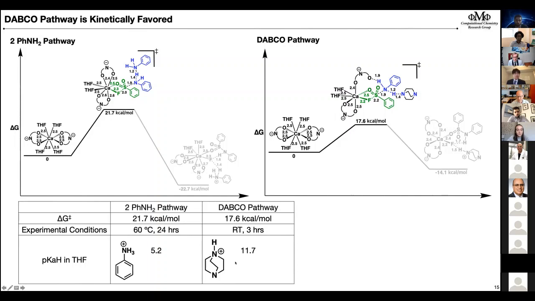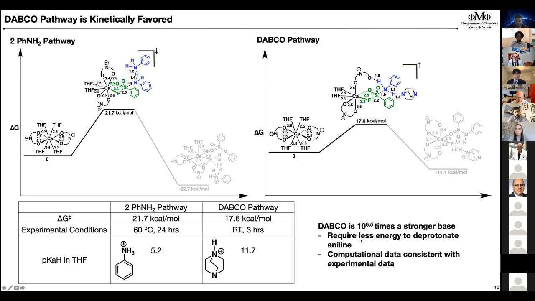Well, the main reason relies on the basicity of the bases used in each reaction. We see that the pKa of the conjugate acid of DABCO is higher than that of aniline, suggesting that DABCO is a stronger base than aniline by a factor of 10 to the 6.5. Thus, it requires less energy to deprotonate aniline. And that was seen in our computational data as well as our experimental data.